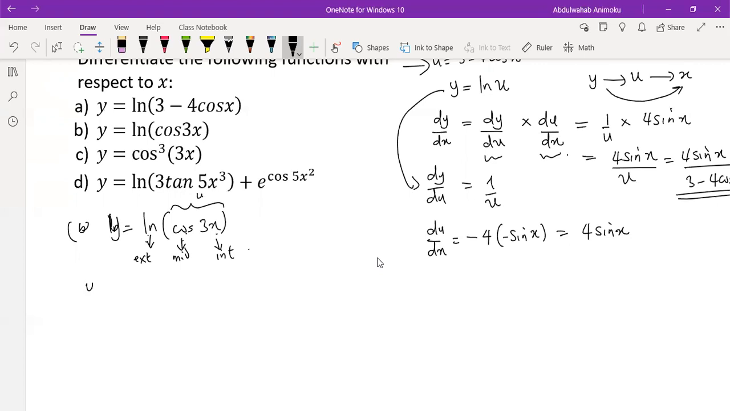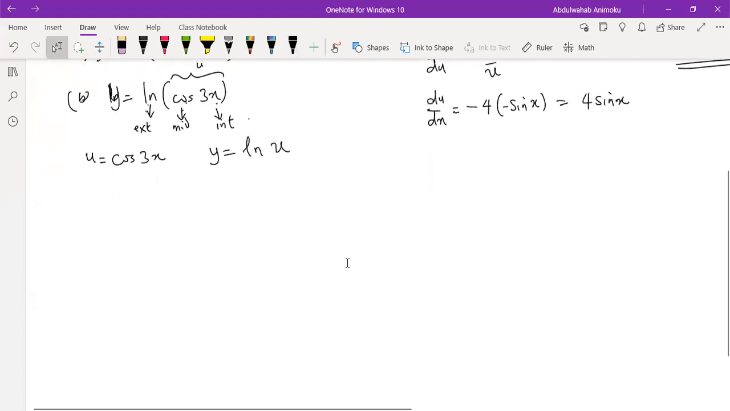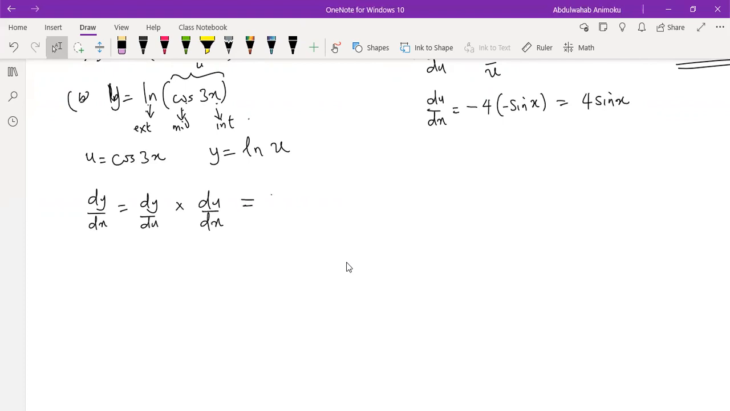So which means let u be cosine 3x. Then y is going to be ln u. Again, we have to find dy/dx, which is dy/du using chain rule multiplied by what? du/dx. Now, dy/du we already know is 1 over u. Now, what about du/dx?